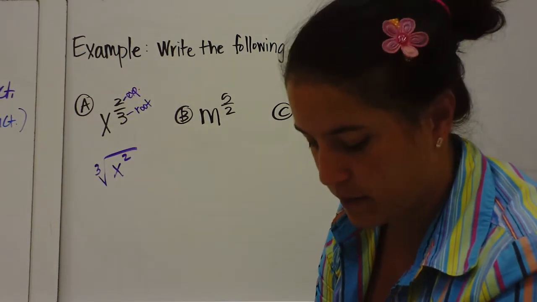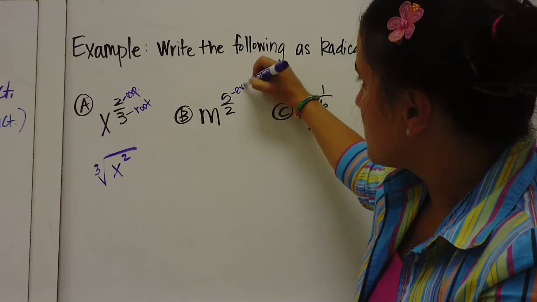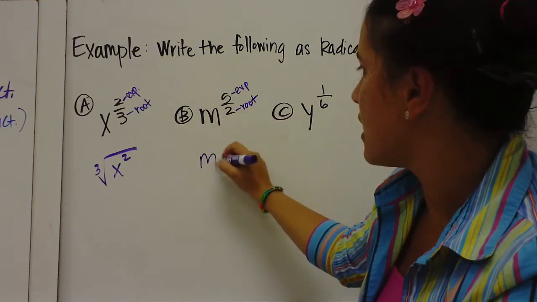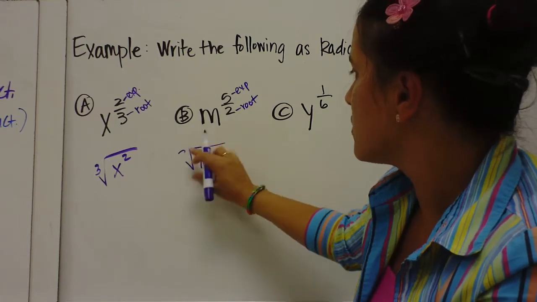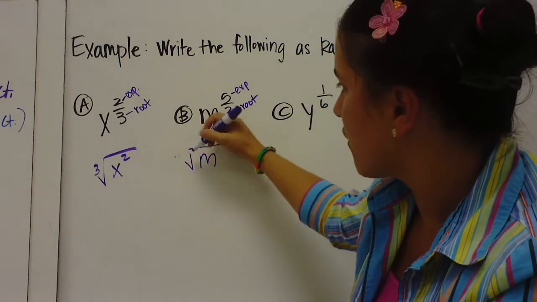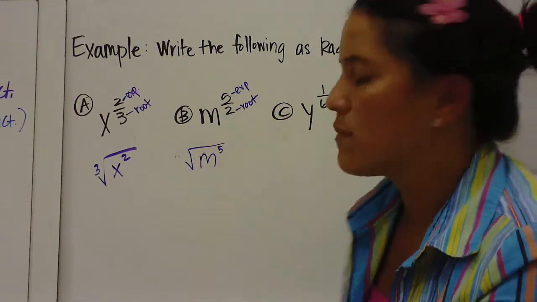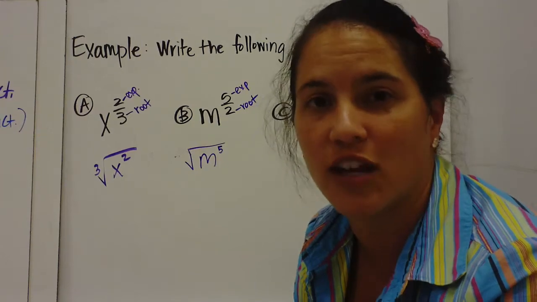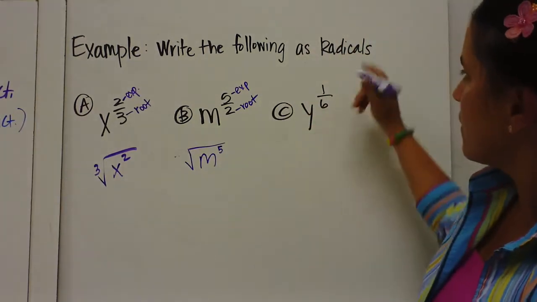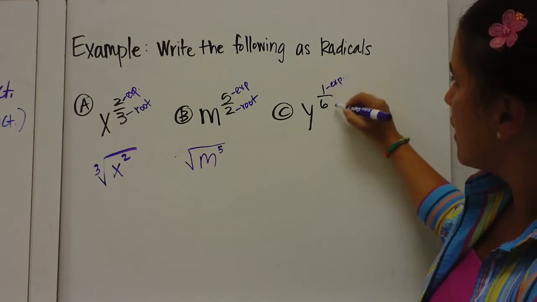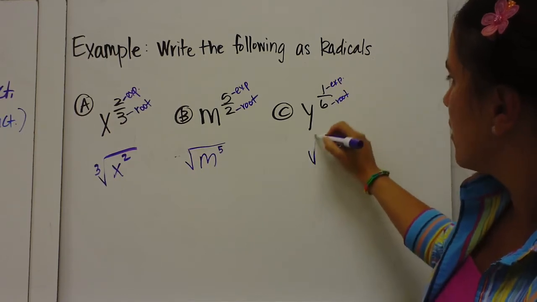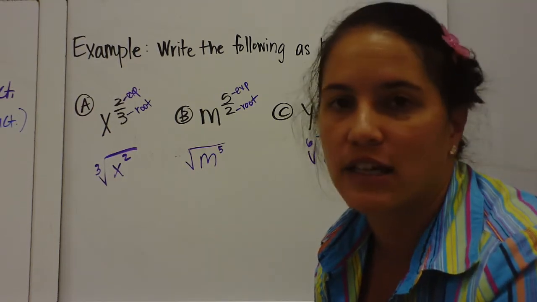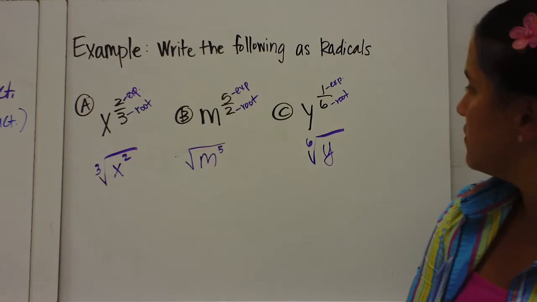Okay, let's do some more. This is our exponent. That's our root. M to the 5/2 is going to be the square root, but it's a square root, so we don't need to write anything right there, to the 5th power. Now you may feel like you want to write the 2 there, but you don't need to because it's understood that it's the square root. And here we go. We have our exponent, and then we have our root. So it's the 6th root of y to the 1st power, and again, you don't need to write the 1st power because it's understood.